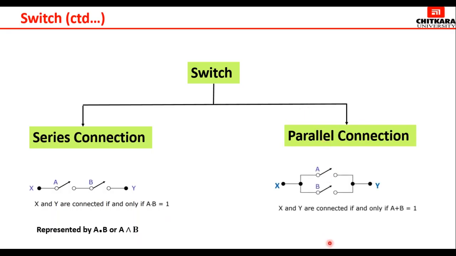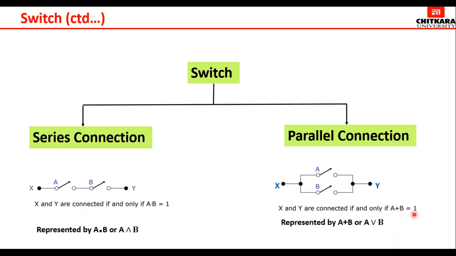So you can find here that these are the two switches that have been connected with X and Y in parallel. And you can see that X and Y can be connected if any one of them is closed. If A closes, B is still open, X and Y can get connected through this circuit. And if somehow A becomes open and B is closed, X and Y get connected through this part. That means in this, X and Y are connected if and only if A plus B is equal to 1.